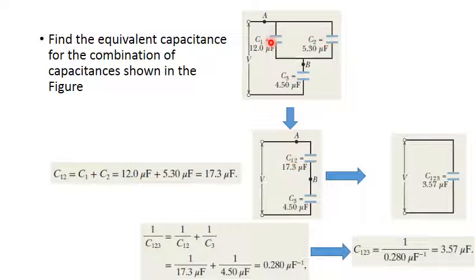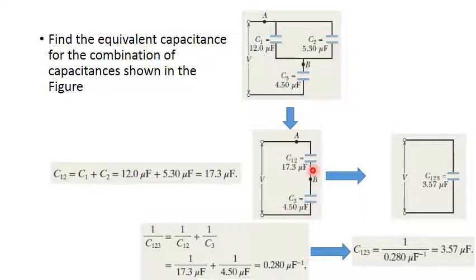In parallel capacitors, we just add the values of the capacitors. So the equivalent capacitor for these two parallel capacitors will be the value of the first capacitor, which is 12 microfarad, plus the value of the second capacitor, which is 5.3 microfarad. So the combination here would be 17.3 microfarad. Now, the total capacitance here would be the capacitance C12 in series with the capacitor C3.